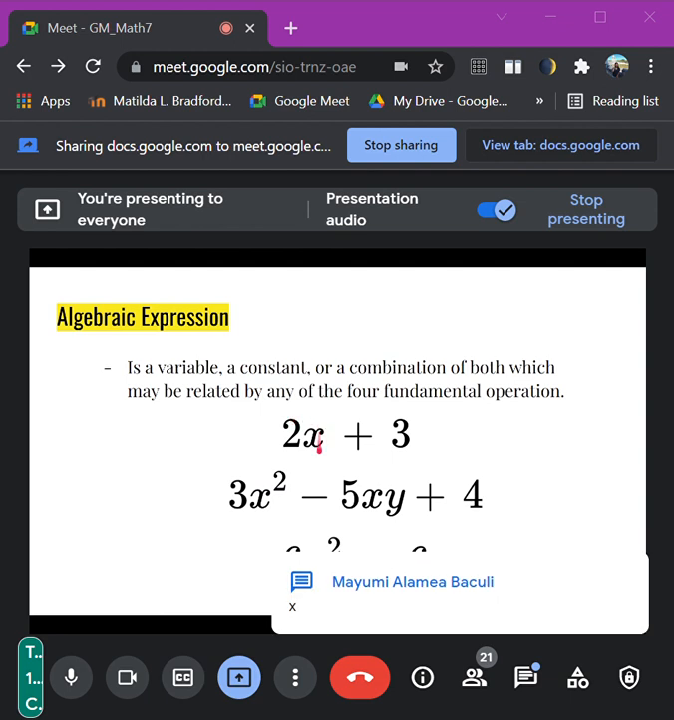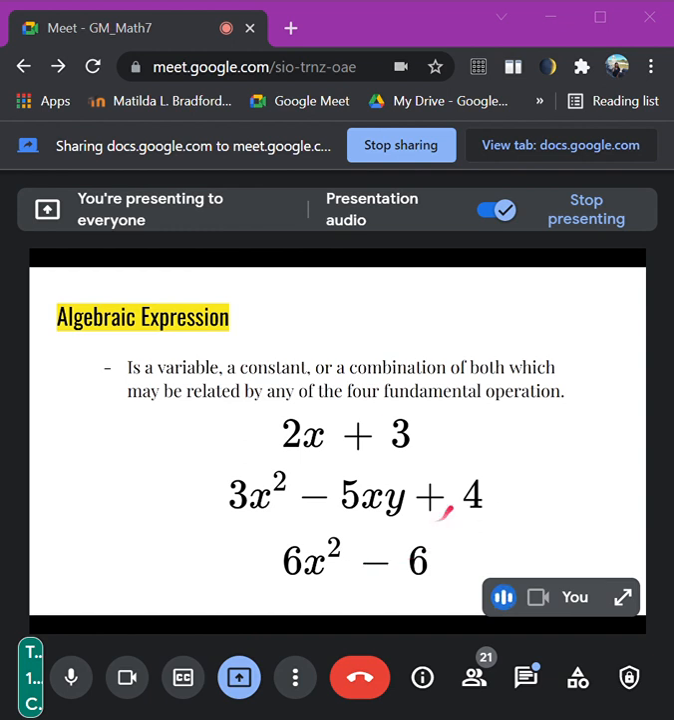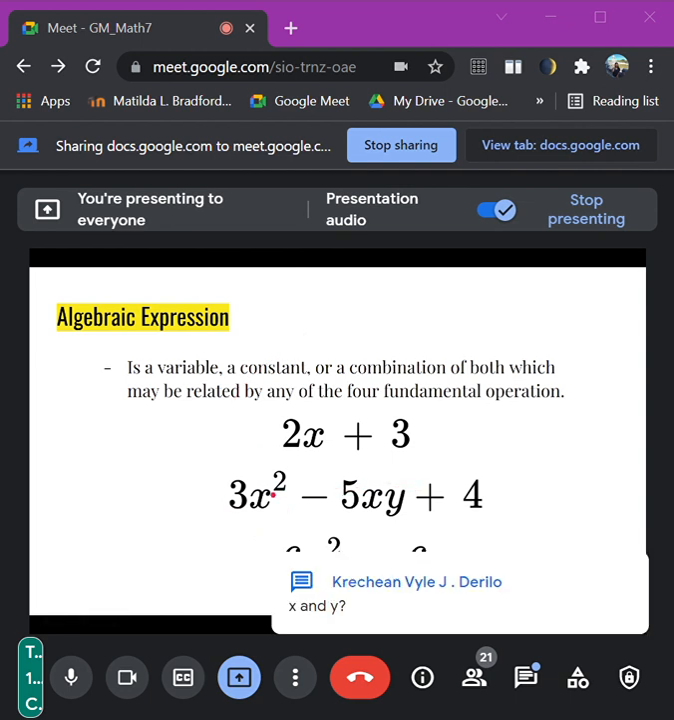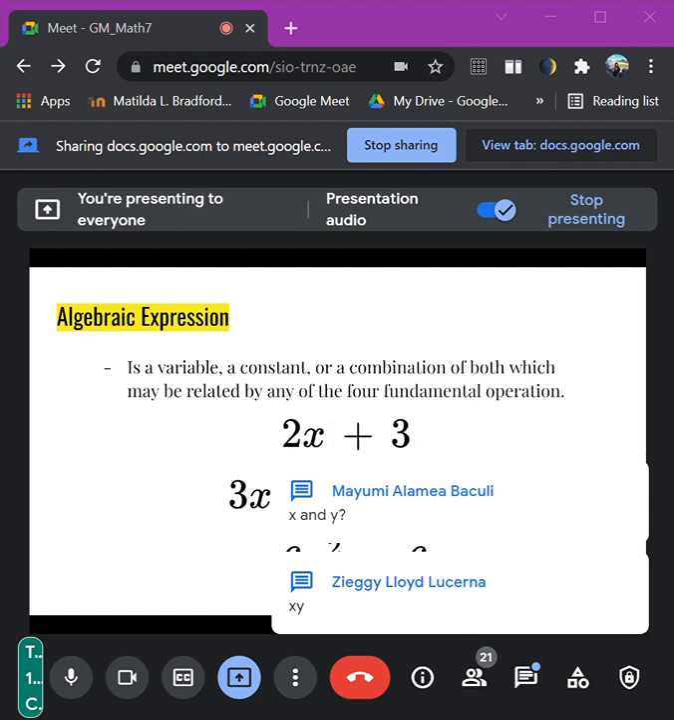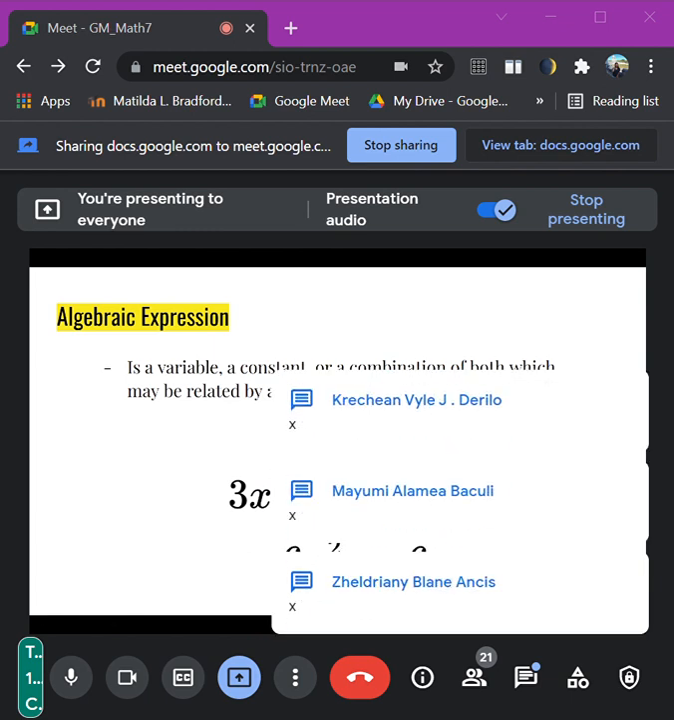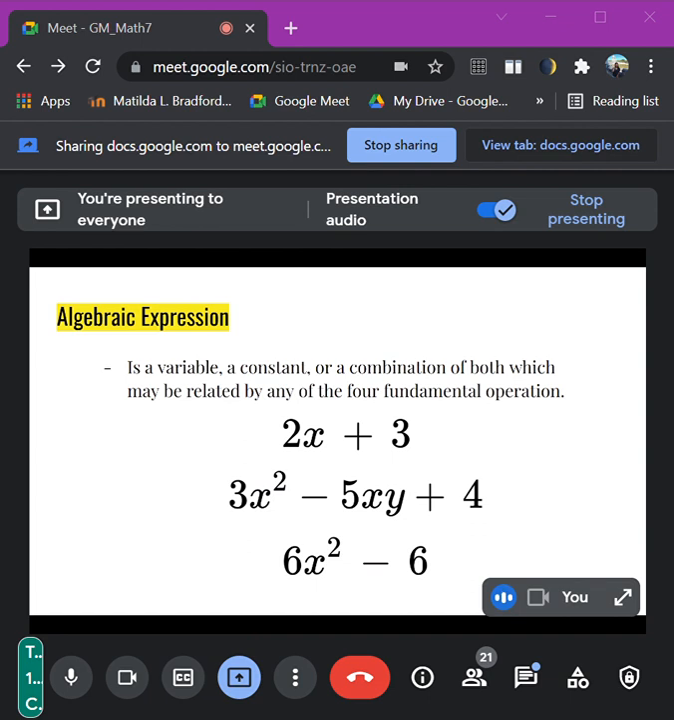X. So this is our variable. Okay? That is the variable. How about for our second given, 3x squared minus 5xy? What variables do we see, class? What letters do we see here? X and Y. Very good. Okay, that is X and Y. Okay, and then here's the last one. What variable do we see? Okay, that is X. Remember, our variable is a letter and our constant is the number itself. Okay? Understood?